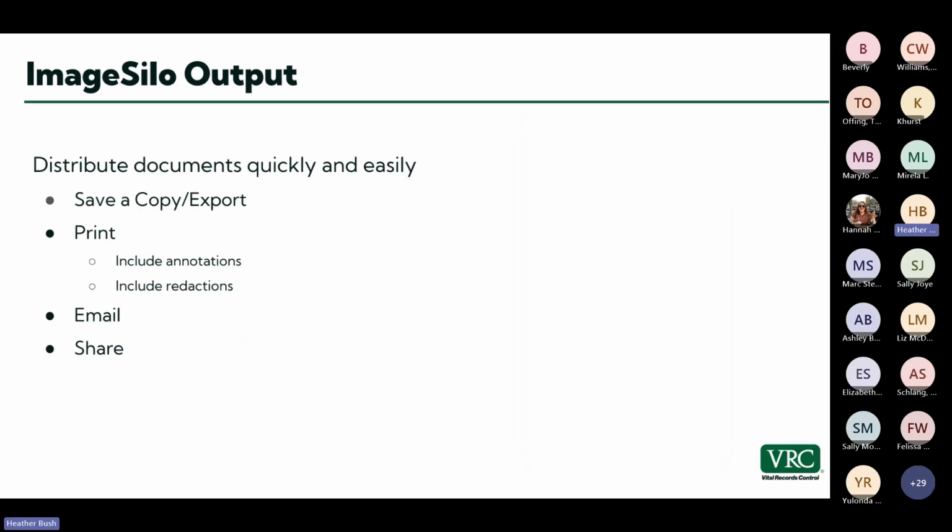And then when it comes to output, and when I talk about output, I'm talking about getting your documents out of ImageSilo. It's great to have them in the repository so you can view them when you want, but what if you need it for something? What if you need it out? You can save a copy or export. You can print. And when you print, you can include or not the annotations and redactions that you've made. You can email, which is really simple, and you can share. Again, all permission-based things, but all pretty powerful things.